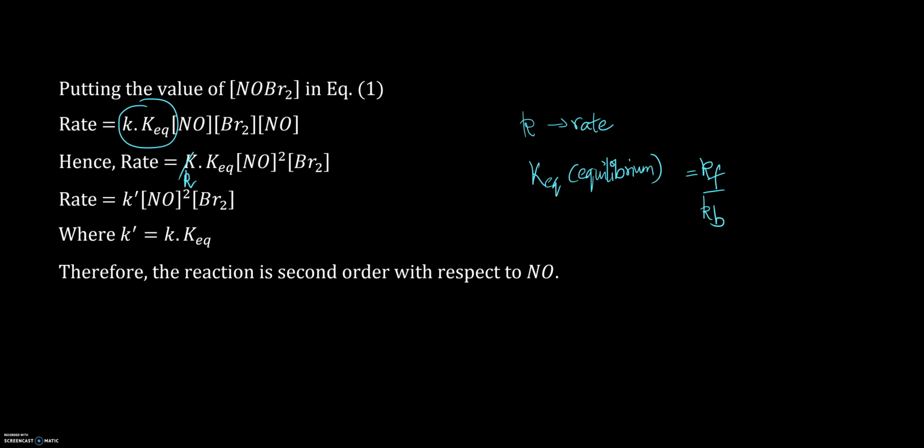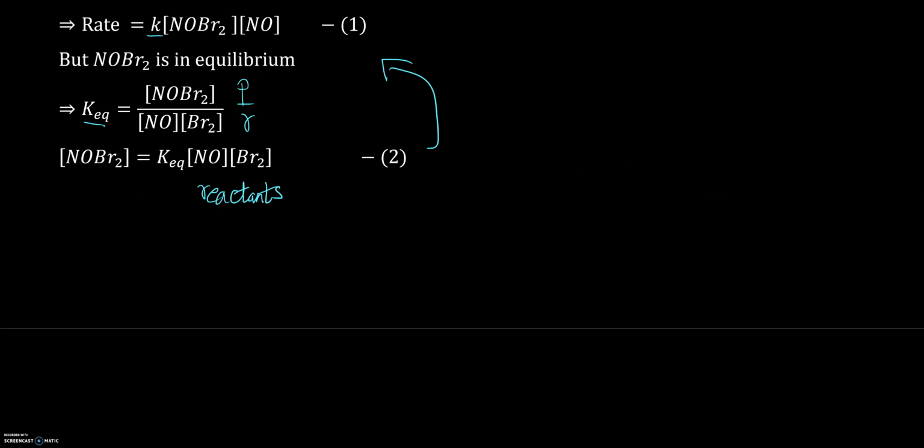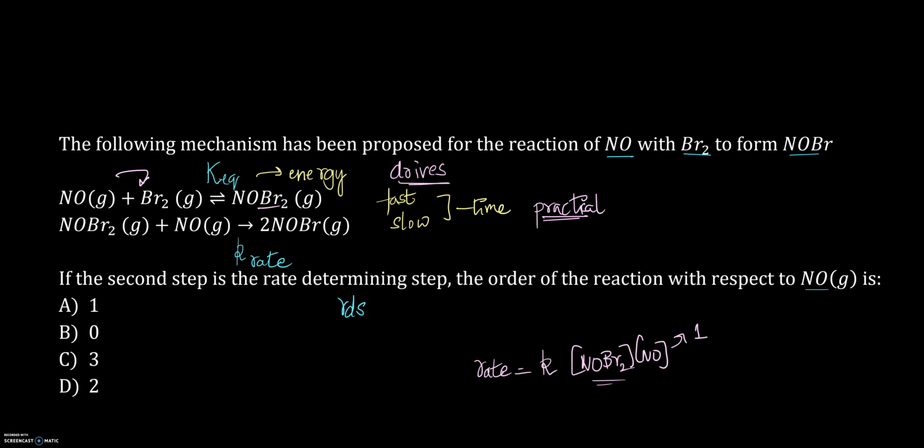I was just telling you how important it is. Anyway, so you get this, and I put another k dash over here, and that's k' times NO whole square into Br2, which means that the reaction is in second order with respect to NO and not 1, as I told you was the incorrect answer. So the answer here is, well, this one right here.